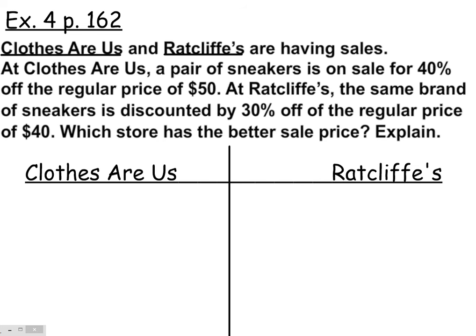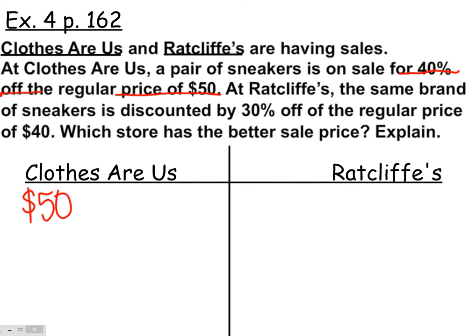Okay, example 4 is on page 162. And for this example, we're going to be comparing 2 stores. And we're going to look at which store has the better deal. The first store is Clothes R Us. The second store is called Ratcliffe's. They're both having sales. At Clothes R Us, a pair of sneakers is on sale for 40% off the regular price of $50. So I'm going to underline this information because it sounds pretty important. 40% off, and the regular price was $50.